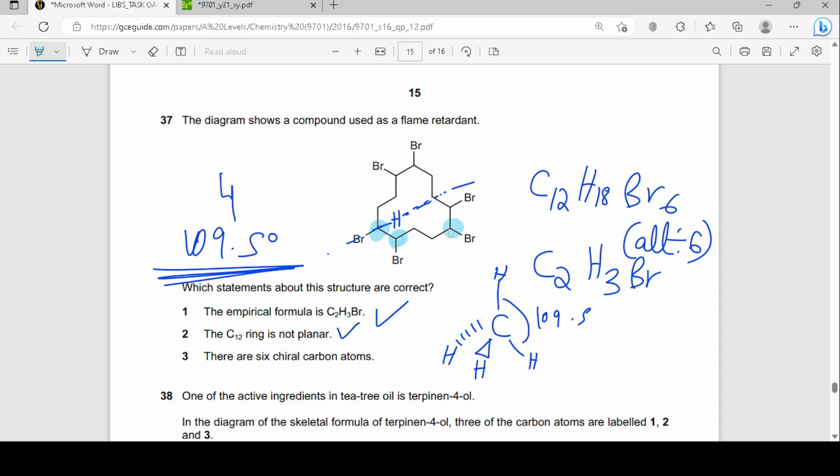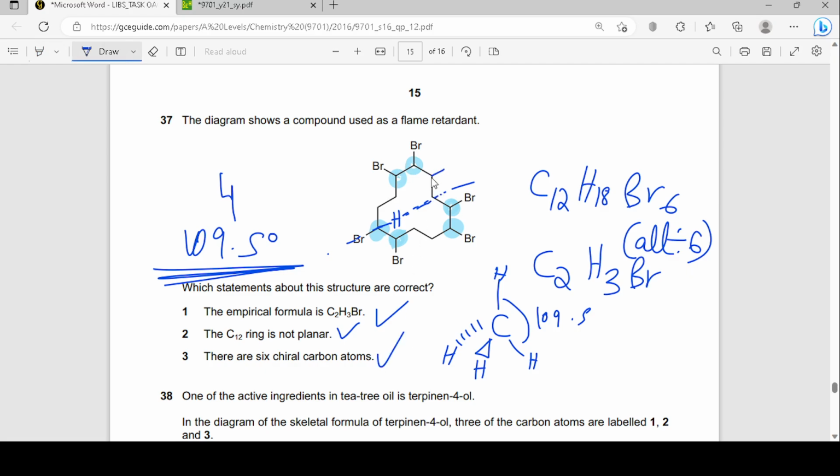Okay, this is also a chiral carbon atom. There's no plane of symmetry. Yeah, there's no plane of symmetry. You see this Br? There's no Br here. Okay, and then this one is also a chiral carbon atom because there's no plane of symmetry, and then this one is also a chiral carbon atom. This one also a chiral carbon atom. We have 6 Br atoms, and so we have 6 chiral carbon atoms.